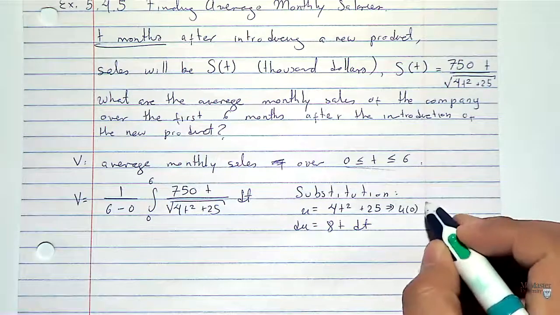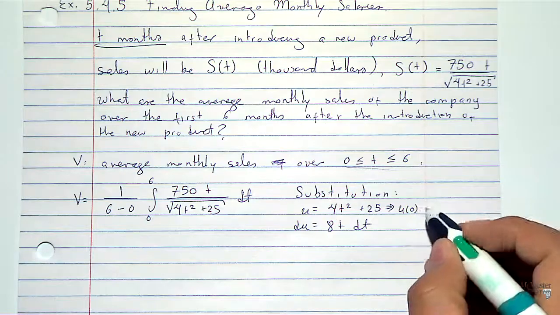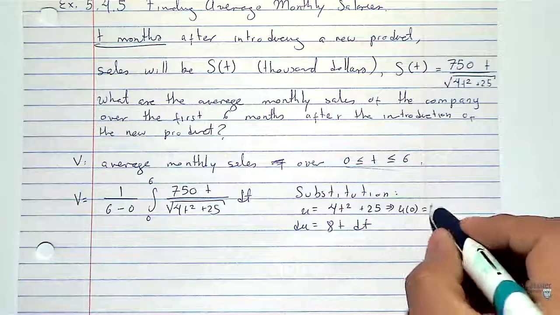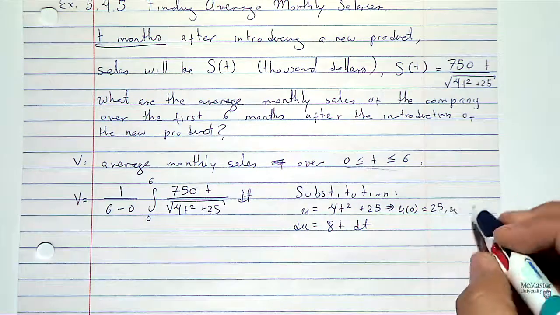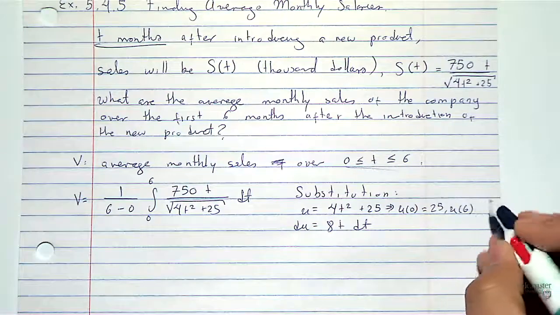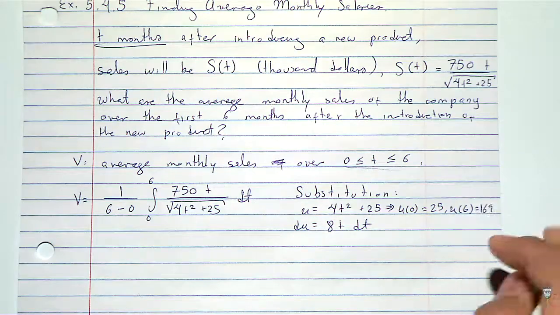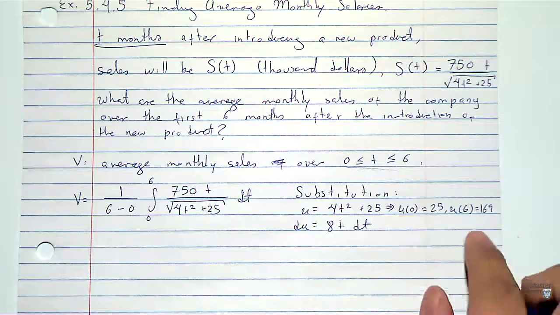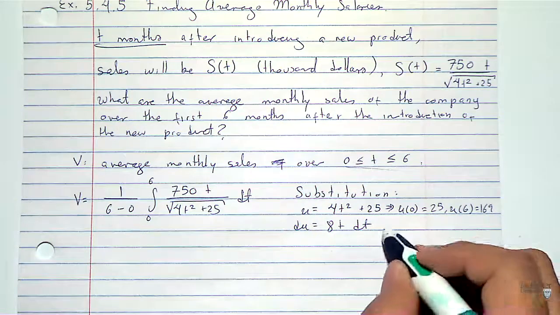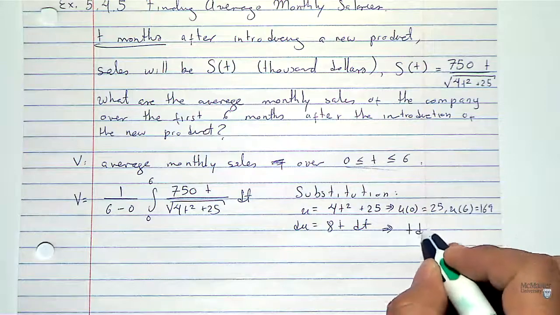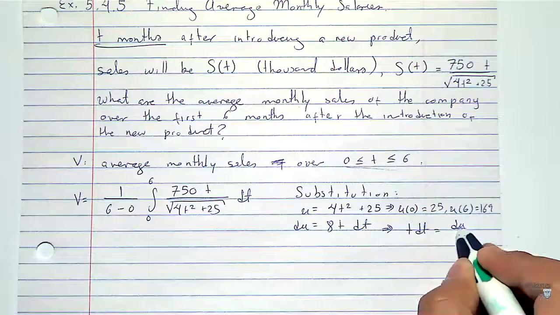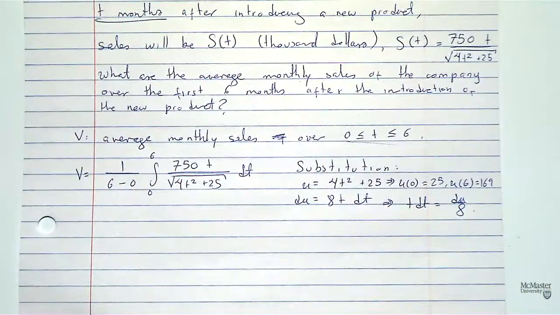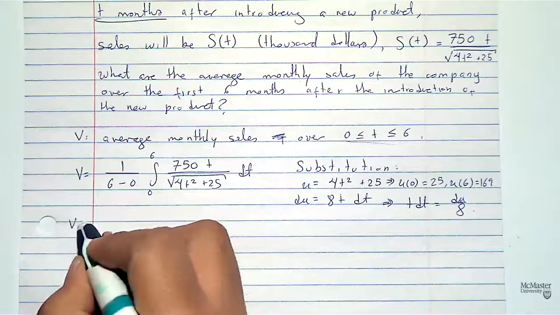So t equal to 0 goes to u equal to 25. And u evaluated at t equal to 6 gives you the value 169. Basically plug in: you have 4 times 36 plus 25, and you would get this. This would also mean that t dt is equal to du over 8. And by substitution we can perform the computation above.